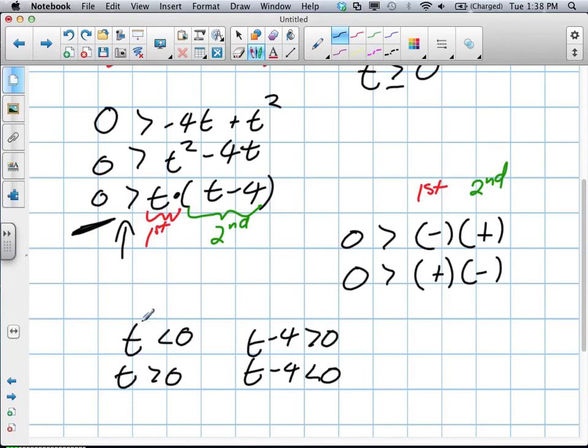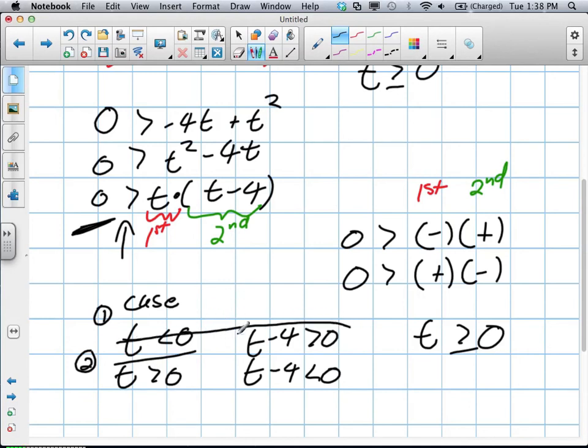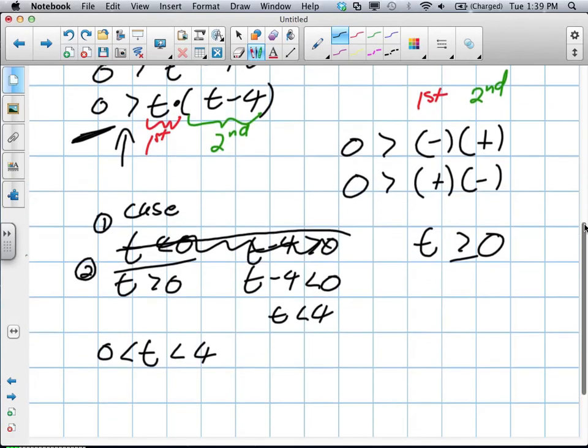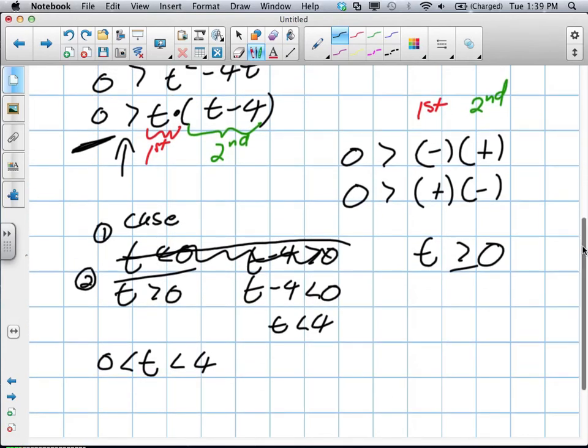Well, remember, we did say this. This is case 1, we'll call it, and this is case 2. Remember, we said t had to be equal to or greater than 0. So we know that this is not an option in our case 1. And in this one, we move 4 over, t becomes less than 4. So what we end up getting is t is greater than 0, but less than 4. So between 0 and 4. Our mistake was our inequality. I just flipped there. So that took out our first case.